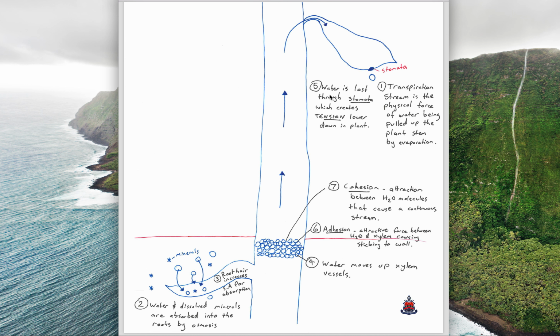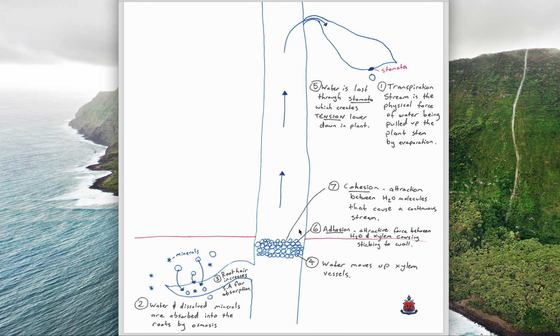Number five, the water is lost through stomata, which creates tension lower down in the plant. There's more water down here and less up here, so there's tension between those two areas. Number six, the adhesion. So the water molecules actually stick together, and that's cohesion, but adhesion is also sticking to the wall. So even when this process is not actually moving water, the water will actually stick to the wall.